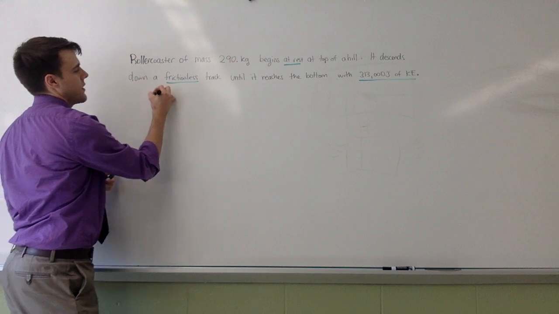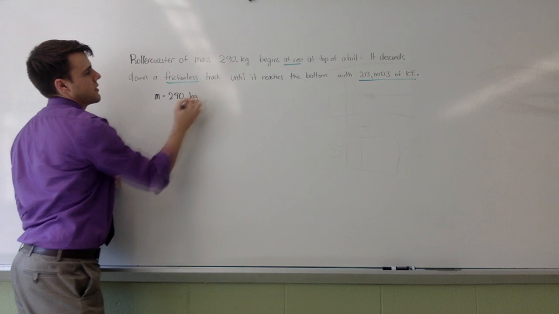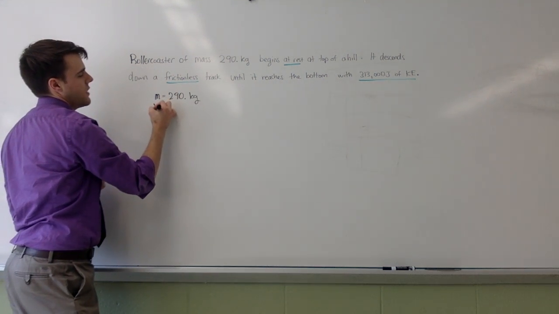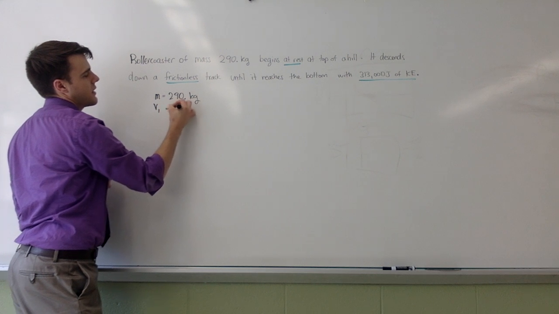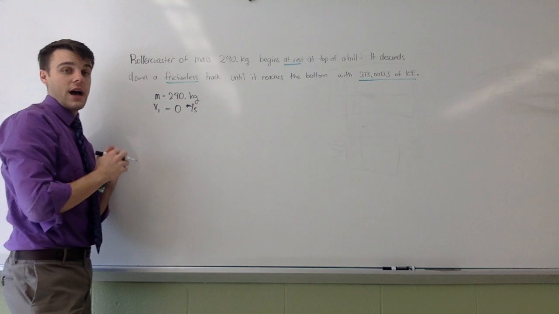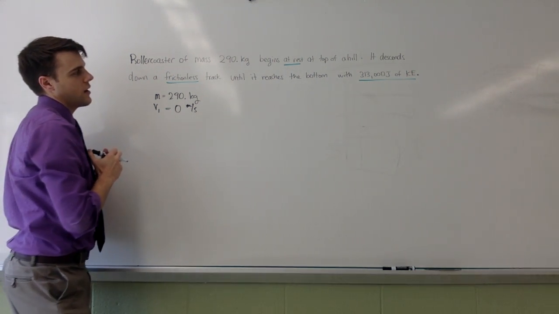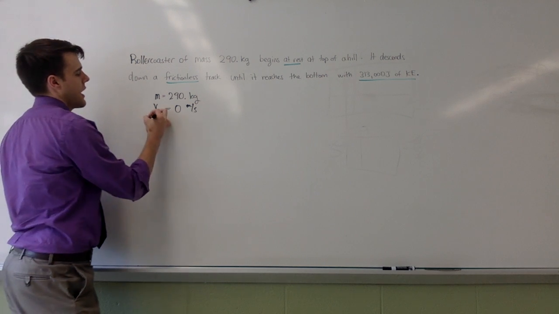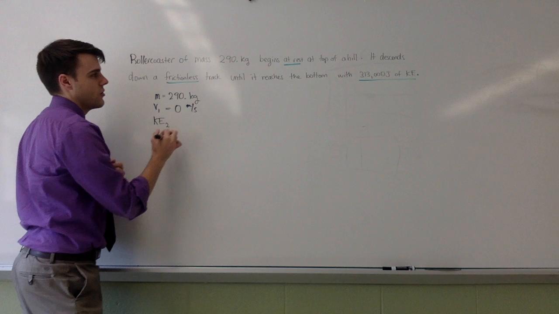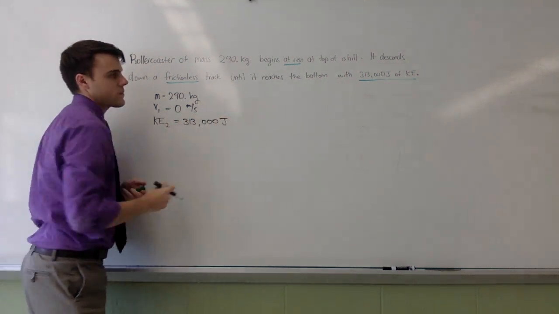Number one, that mass of the cart is 290 kilograms. The second, that we start at rest, so V1, we'll say, is 0 meters per second. Then friction is not an issue, so we'll ignore that. And we know at the end of its journey down the hill, it has kinetic energy, so we'll say this is time 2, of 313,000 joules.